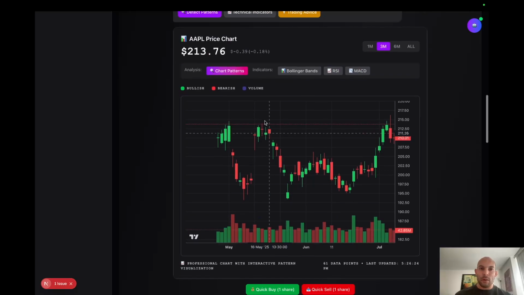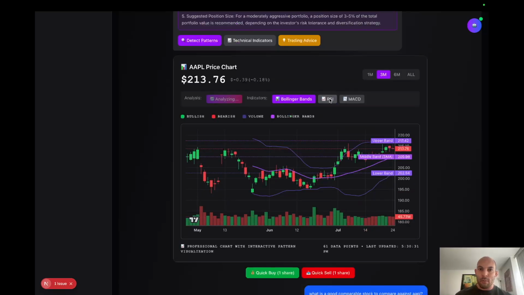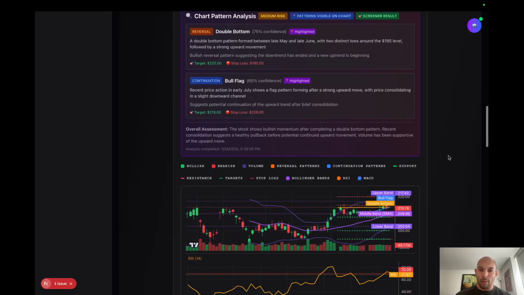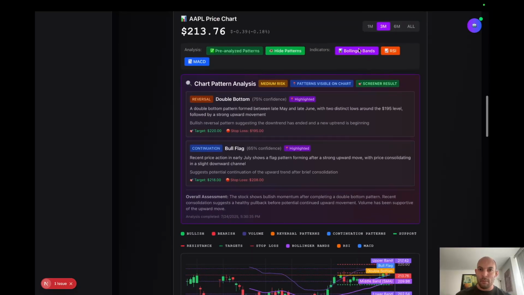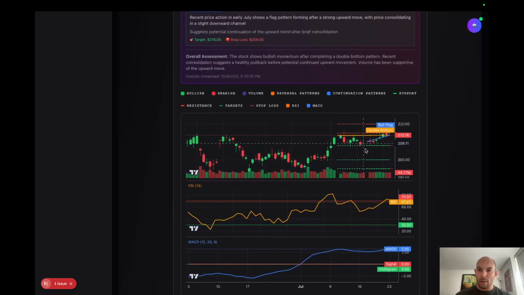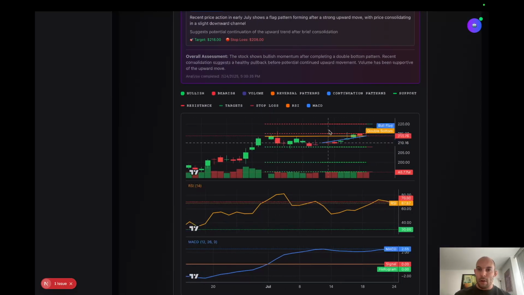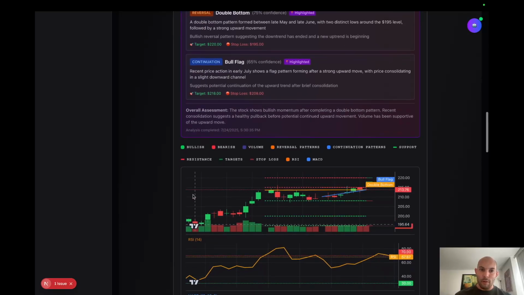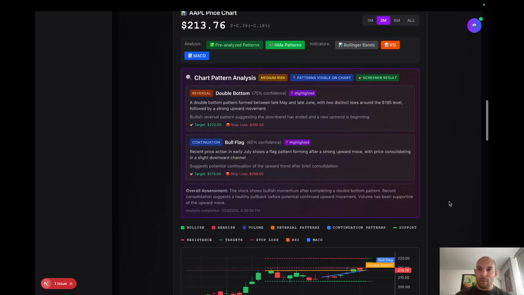You can also do chart pattern analysis. We can throw up some indicators, and here's the chart pattern analysis. Take out the Bollinger Bands, you can see it. Here we have a double bottom, and then we have our bull flag right here. We also have it written down for you to see as well with some targets and stop losses, and that's what these lines are here. So that's just a little demo.